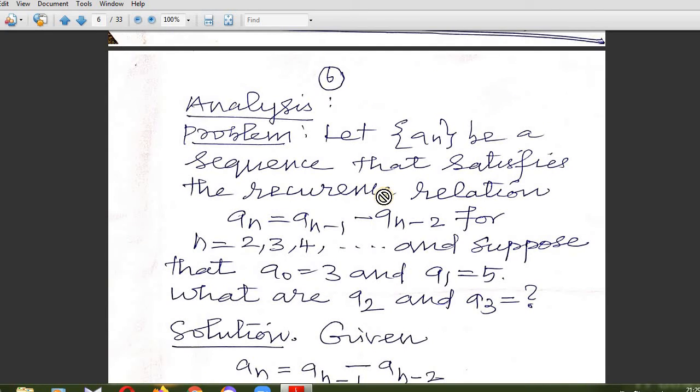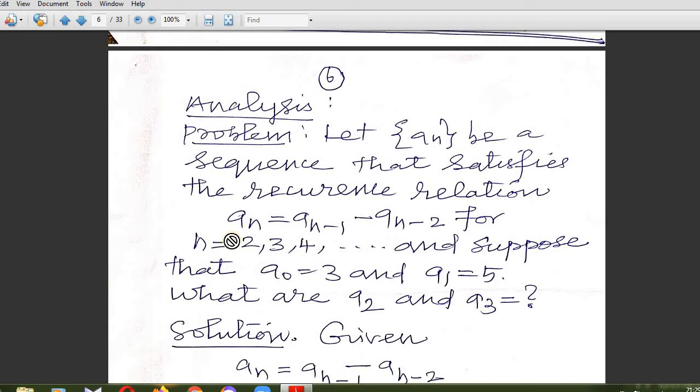Now some other general formula comes. Let a_n be a sequence that satisfies the recurrence relation a_n = a_(n-1) - a_(n-2). The difference between its previous elements is a_n. That's what the recurrence relation says, for n equal to 2, 3, 4, and so on.